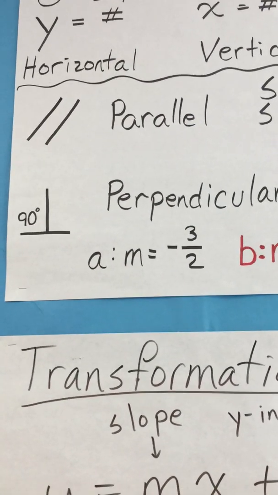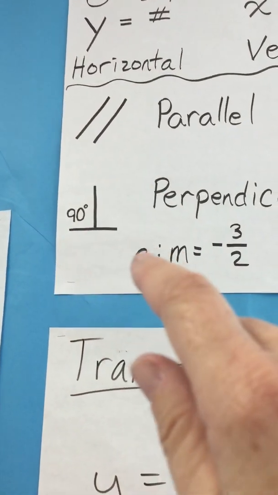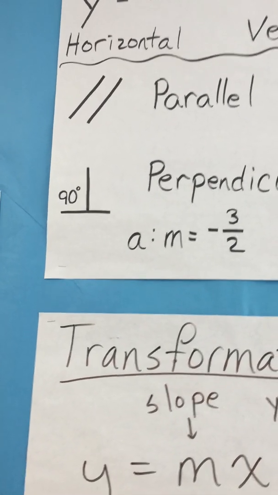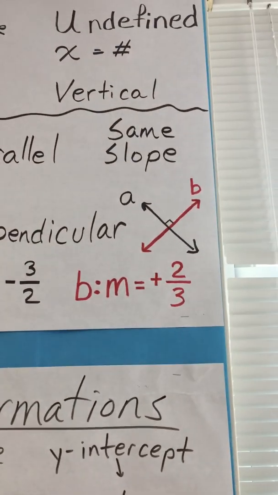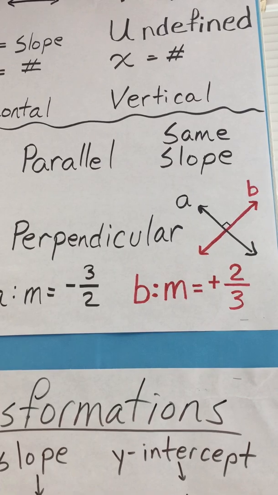So they don't have to write out the word parallel. They don't have to write out the word perpendicular. There's just that little upside down T. I put the 90 degrees there to remind you that it is intersecting at exactly 90 degrees. That is a right angle. Now, perpendicular lines, this also tells you something about slope. So when they give you parallel and perpendicular, they're giving you information about the slope.